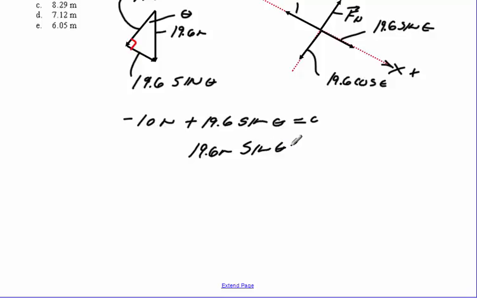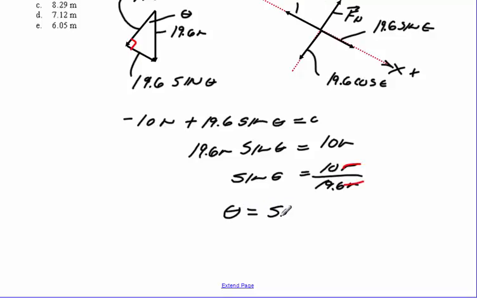Sine theta is equal to 10 newtons. Sine of theta is equal to 10 newtons over 19.6 newtons. Newtons cancel out here and here. So can we say that theta is equal to the inverse sine of 10 over 19.6? I will run that in my calculator.